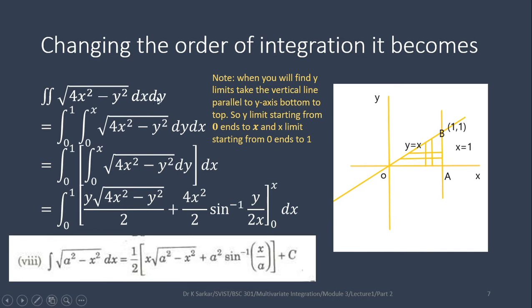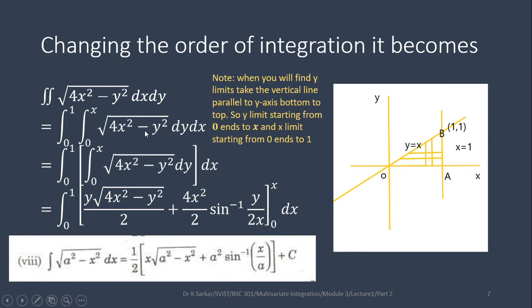So changing means we have to integrate with respect to y first. For that, you have to find the limits for y. To find the limits for y, we take the vertical strip, from bottom to top. At the bottom, the y value is 0, and at the top, the y value is x. Therefore, the y limits are 0 to x, and the x limits are 0 to 1.